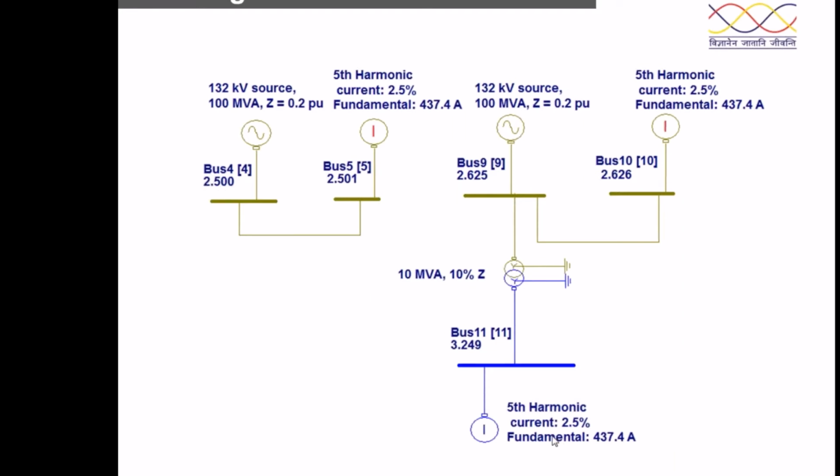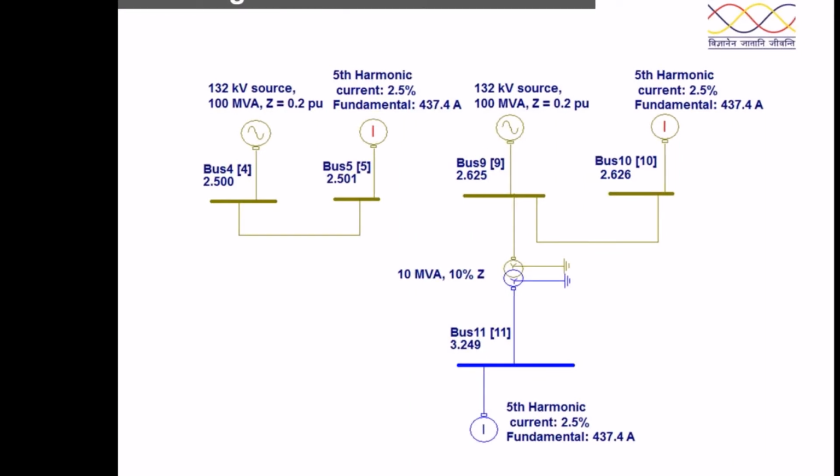Now there is a consumer who is injecting the fifth harmonic current, 2.5% of the fundamental, on a 10 MVA base. When this fifth harmonic current is injected here, because this additional fifth harmonic current is coming here, the voltage distortion becomes 2.625. This is the background harmonic. With this background harmonic current in the system, the initial distortion was 2.5%. Now, with the fifth harmonic current being injected here, the distortion becomes 2.625.